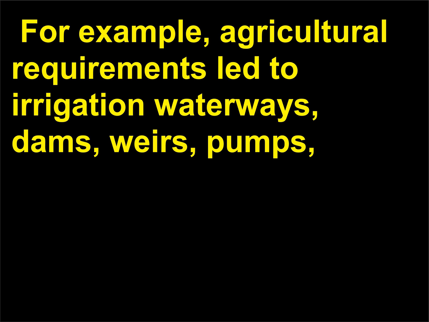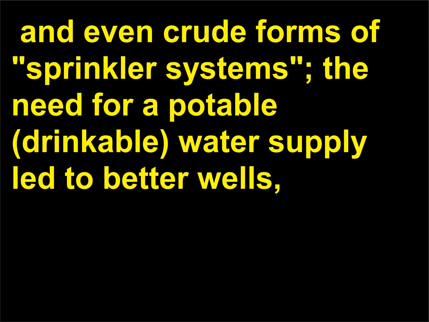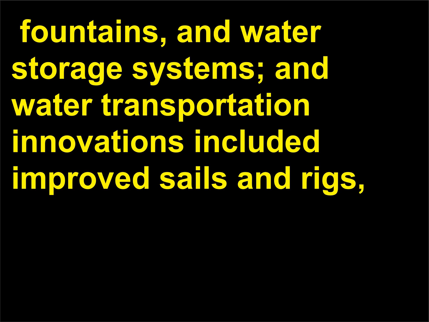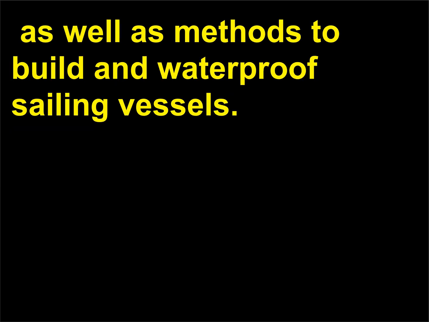For example, agricultural requirements led to irrigation waterways, dams, weirs, pumps, and even crude forms of sprinkler systems. The need for a potable, drinkable, water supply led to better wells, fountains, and water storage systems, and water transportation innovations included improved sails and rigs, as well as methods to build and waterproof sailing vessels.